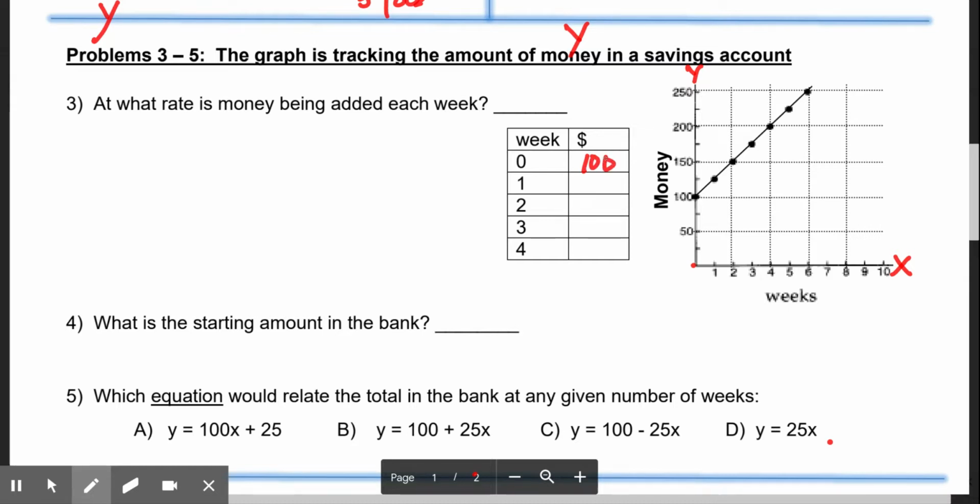And then week 1, it's halfway between 100 and 150, which would be 125. And then week 2 is 150. Week 3 is going to be 175. And week 4 is at 200. So on problem 3, it says, well, what is the rate? Okay. So what we're going to have to do is the rise over the run.